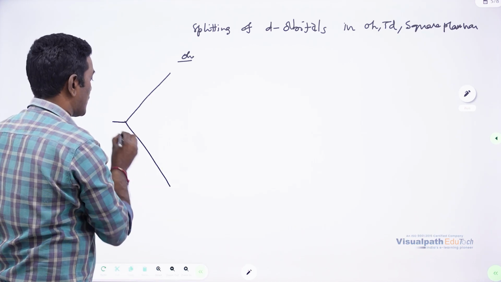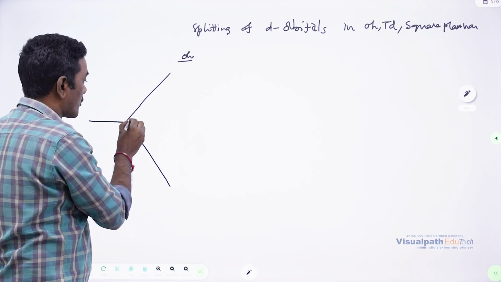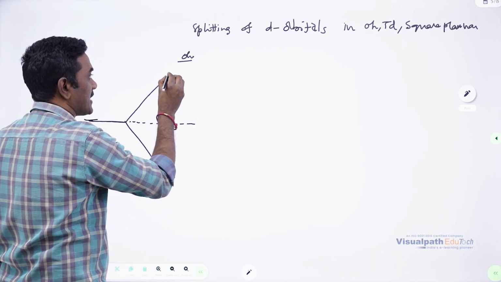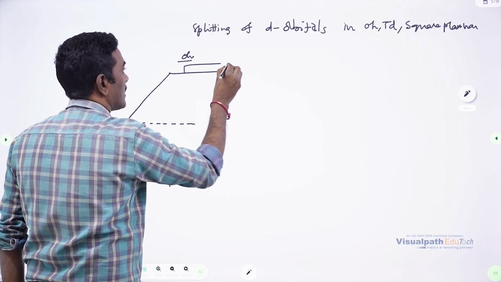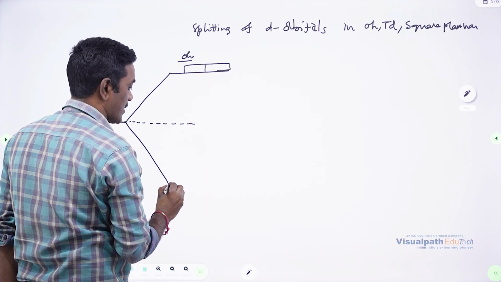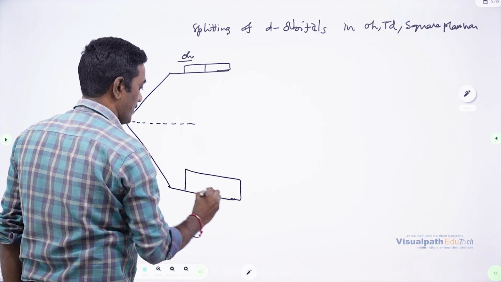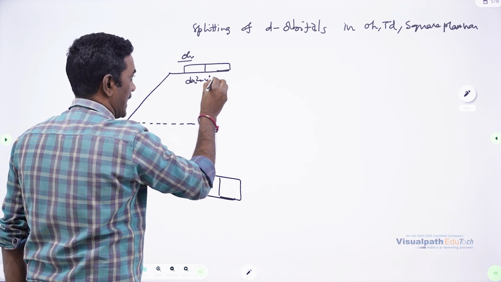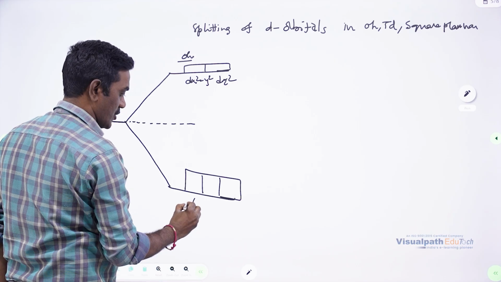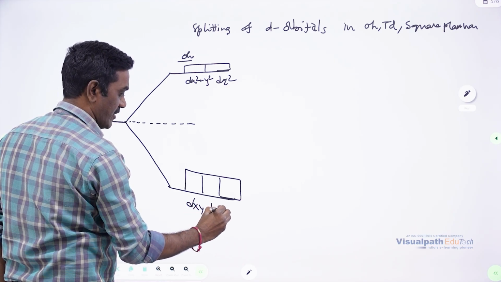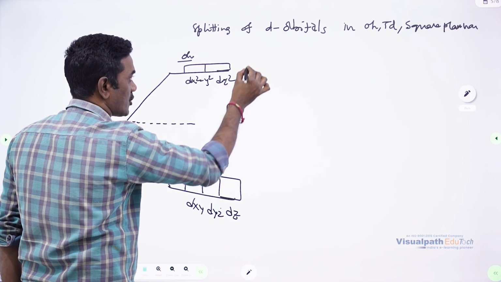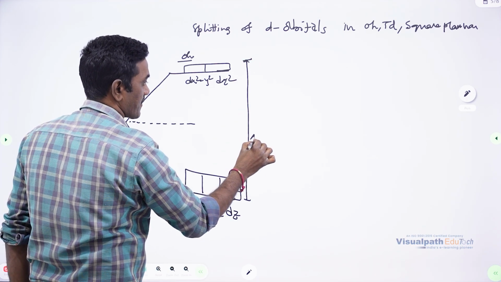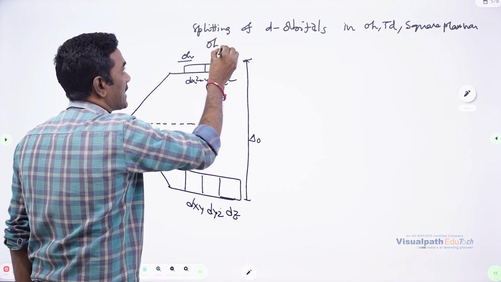Directly I am writing the splitting only, because this is the barycenter, we have discussed in the previous slides, right? This is the barycenter. Here it is going to be dx square minus y square and dz square. In this one, it is going to be dxy, dyz, dzx. This is going to be how much more? Delta naught. So this is going to be octahedral splitting.